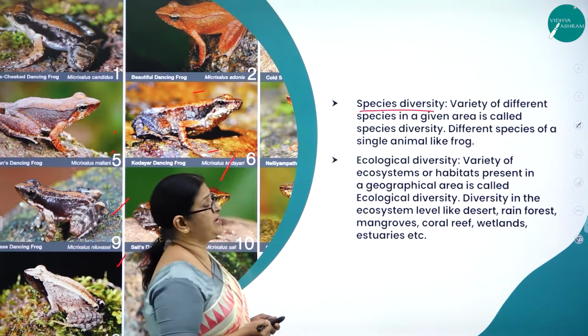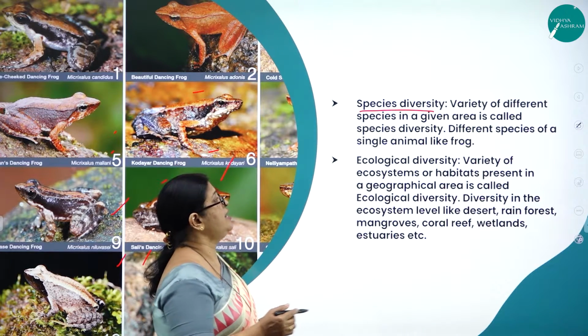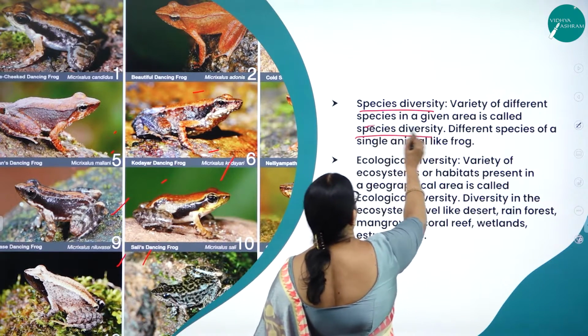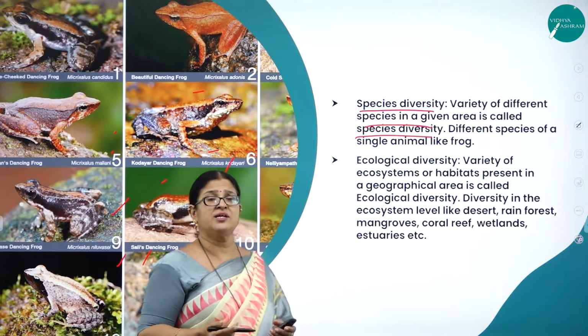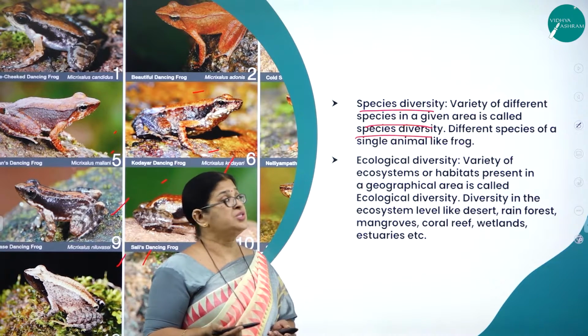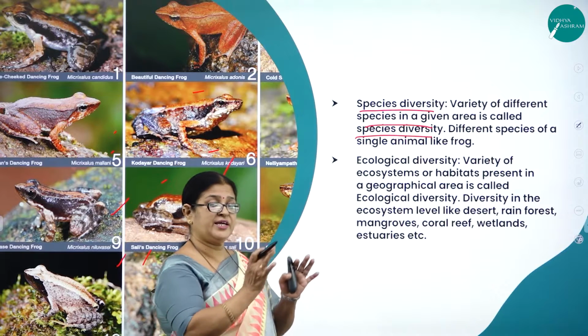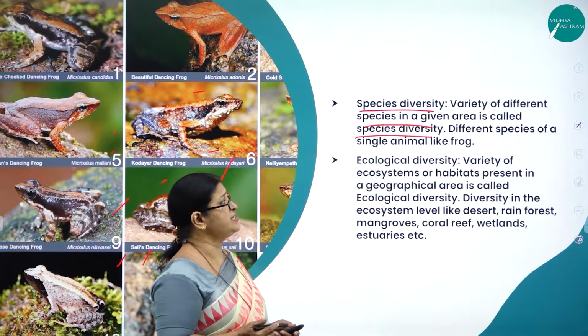So what is species diversity then? Variety of different species in a given area is called species diversity. Just now I told you, the Western Ghats alone have different species of frog. So the variety of different species in a given area is called species diversity.